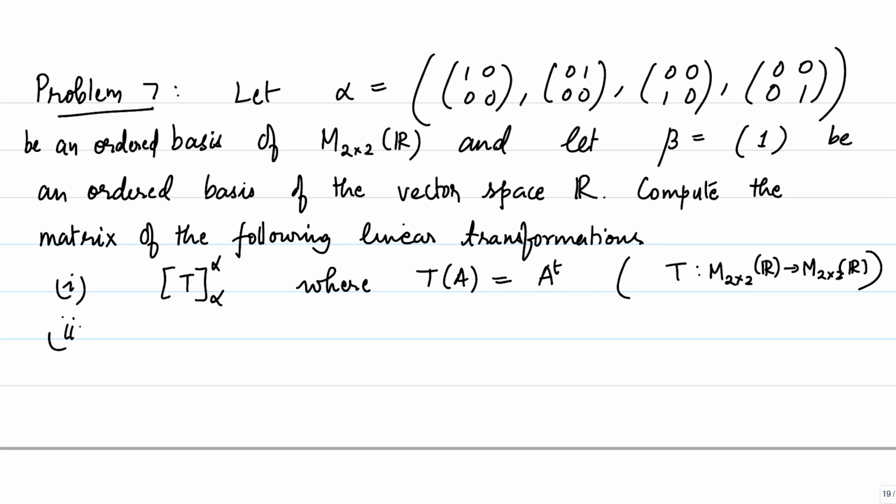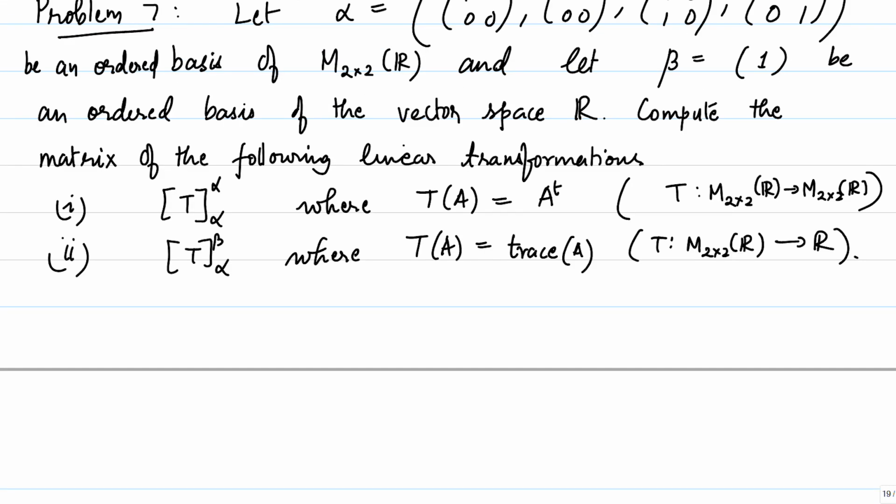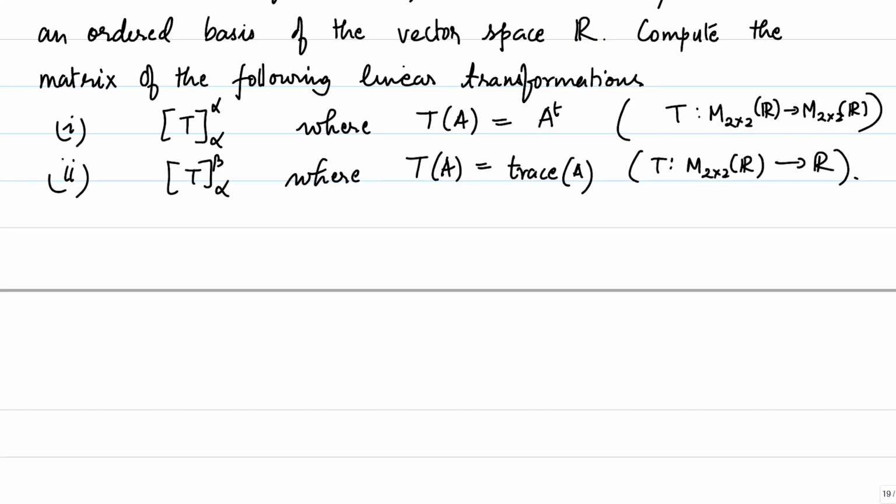And what about the second one? The second one is T from alpha to beta, where T of A is equal to the trace of A. This is a map from 2 cross 2 matrices over R into R. I'll not check that these are linear transformations; I'll just leave that to you to check. Let's jump into computing the matrix of these linear transformations. So let's give a solution.